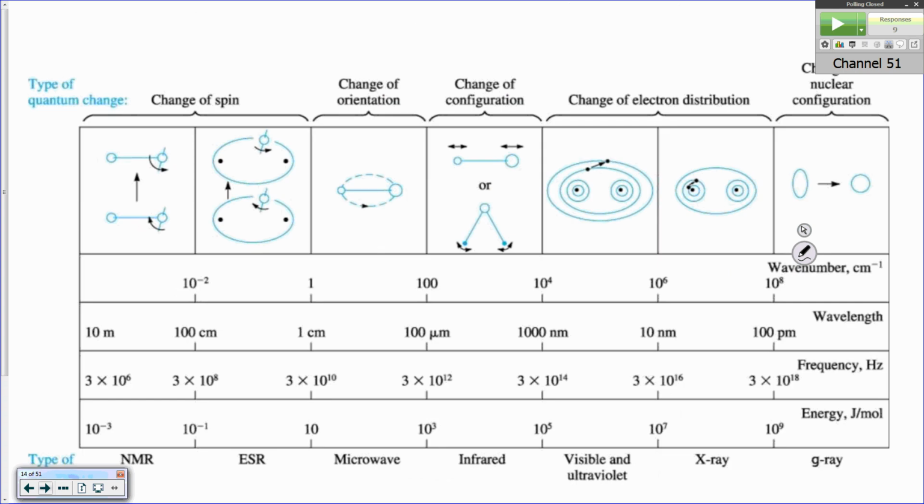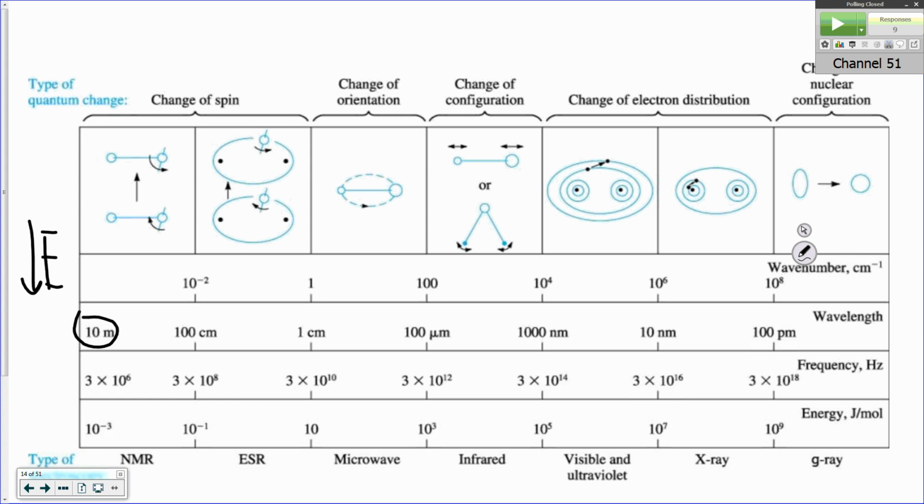This is similar type of information. I just like the pictures in this one. I think they tell you a little bit more about what's going on. This one, though, is oriented a little bit differently. It's flipped around compared to the other table. It's got the lowest energy on the left, so this is the longest wavelengths. And it's easier to read the wavelength scale on this one because everything's broken out in a log base, or a factor of 10 to 100.